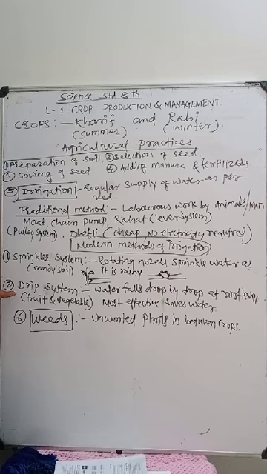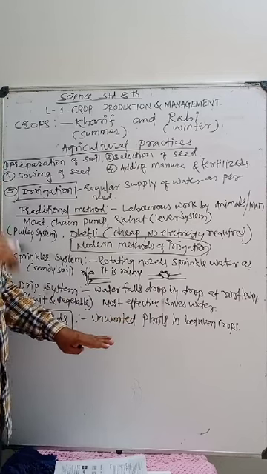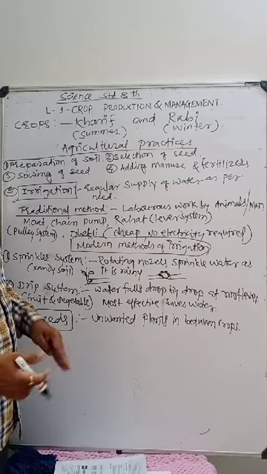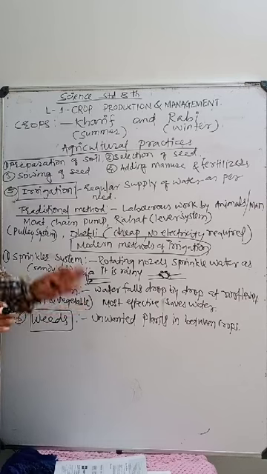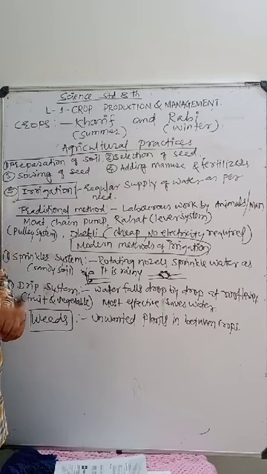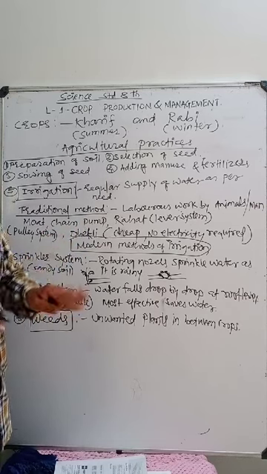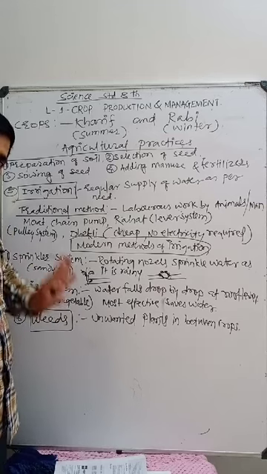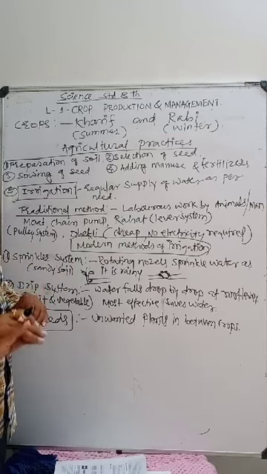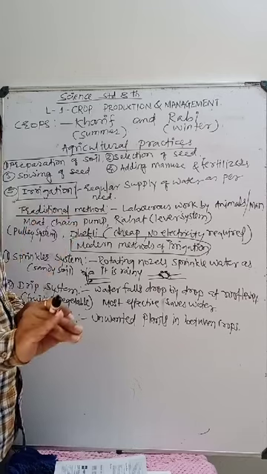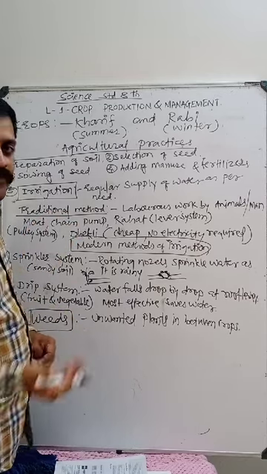So what is the drip system? Water falls drop by drop at root level, most effective, which saves water. So nowadays farmers are going for this. Sprinkler irrigation is good where the soil is sandy. Where the soil is sandy, sprinkler irrigation is very good. But for proper growth of fruits and vegetables, drip irrigation is more effective.